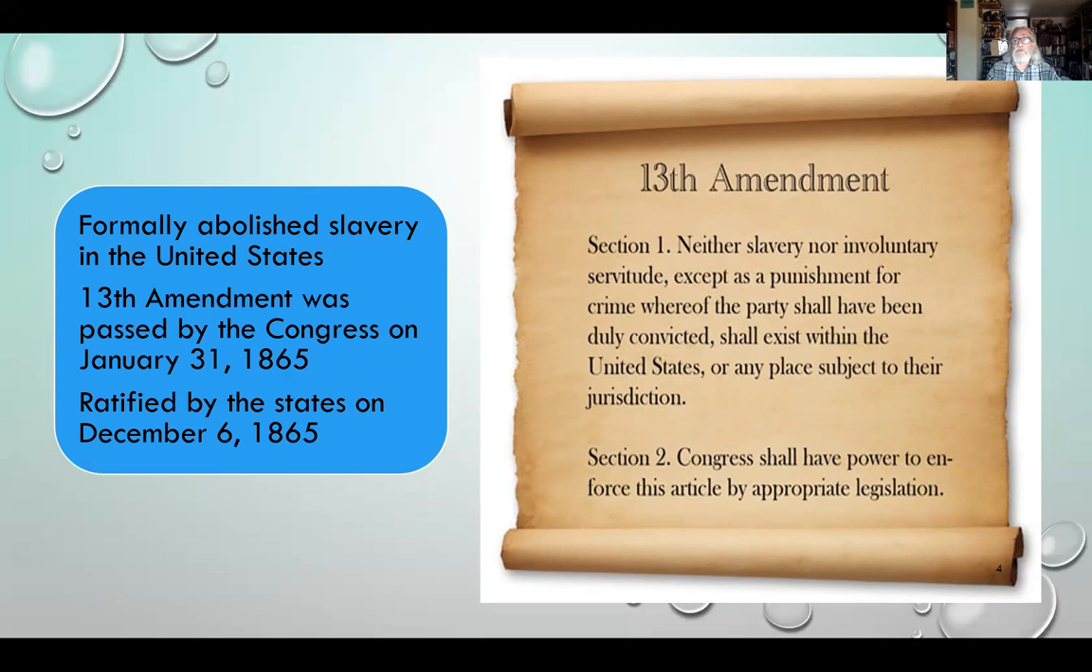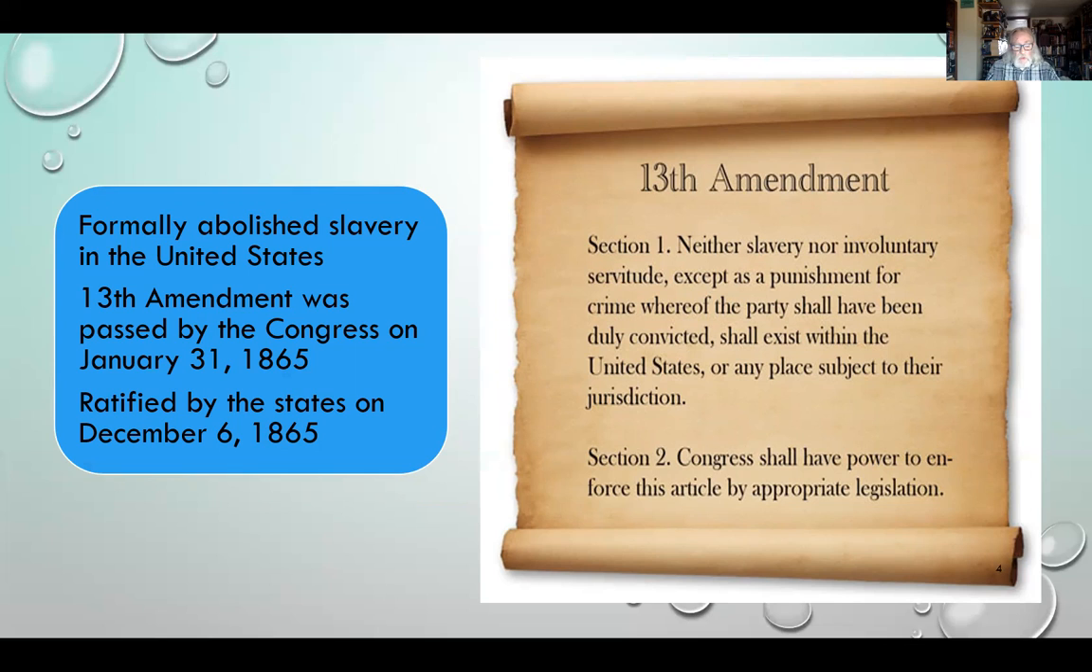The first two sections: neither slavery nor involuntary servitude, except as a punishment for a crime, shall exist within the United States or any place subject to that jurisdiction, and so forth. And furthermore, that Congress had the power to enforce the article and could make laws about it. So this was the powerful document that really abolished slavery, more than the Emancipation Proclamation, which was a statement by the president, but had no teeth in it, like this one did, because it became part of the Constitution.